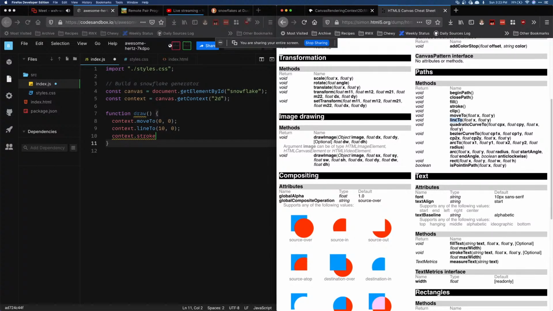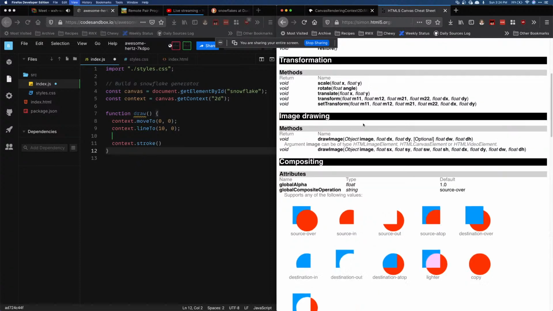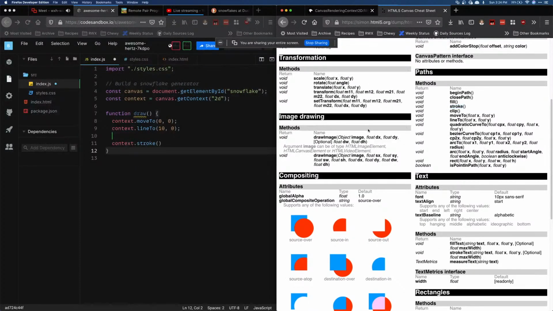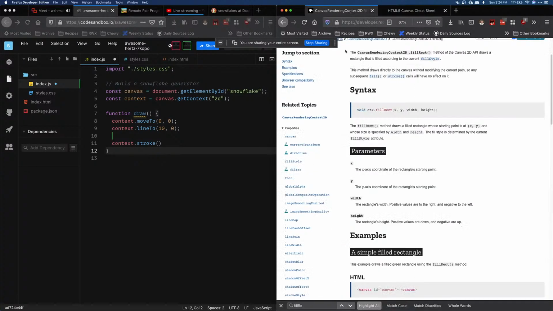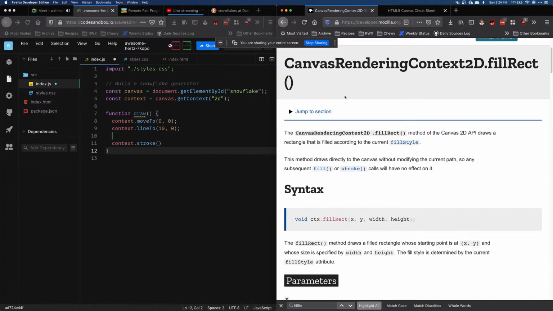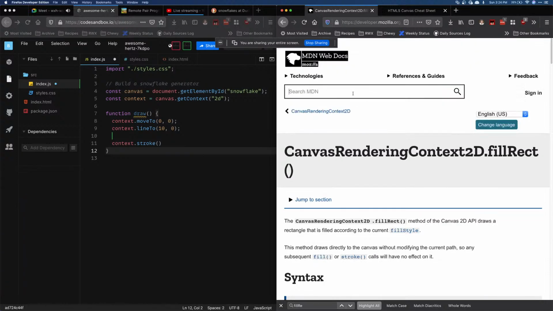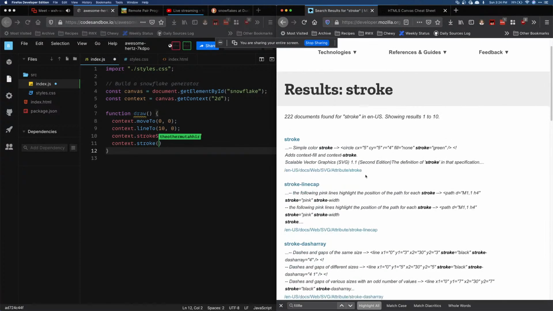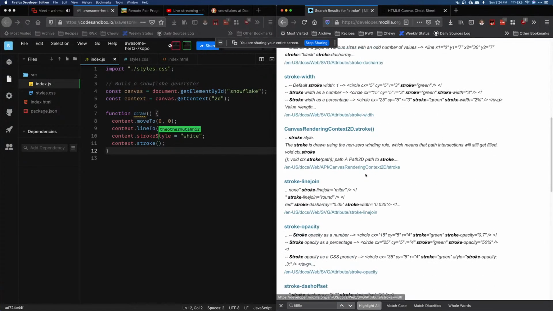And how do you set the color actually? Is it stroke? Yeah, I think it's stroke. And then before that, I guess it doesn't take any parameters. So stroke. I guess strokeStyle, context dot strokeStyle equals white. Stroke.